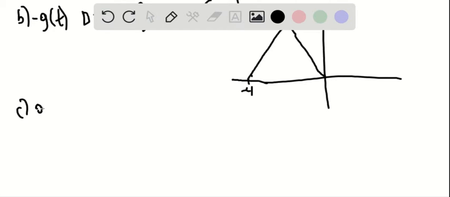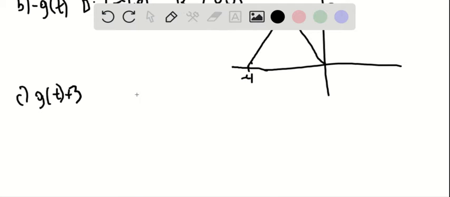So g of t plus 3, again, that plus 3 is going to be outside of the function. So that's going to be a vertical shift, which affects our range. So we're shifting 3 units upward. So our domain of g of t plus 3, where our domain is not changing, is the same as g of t. So that's -4 to 0.